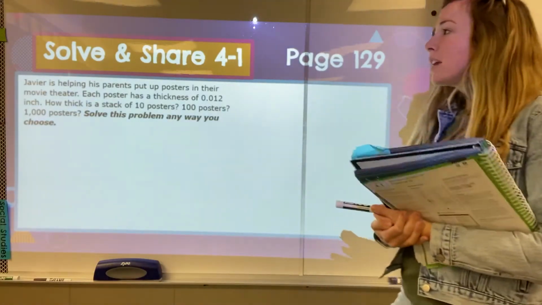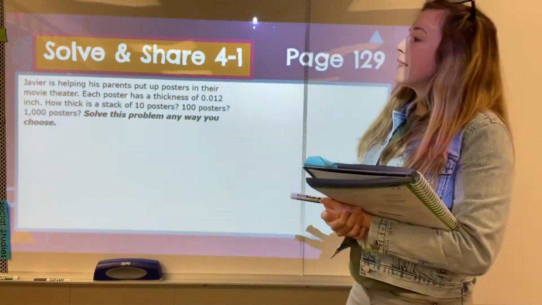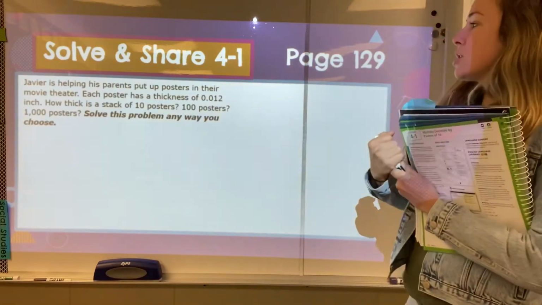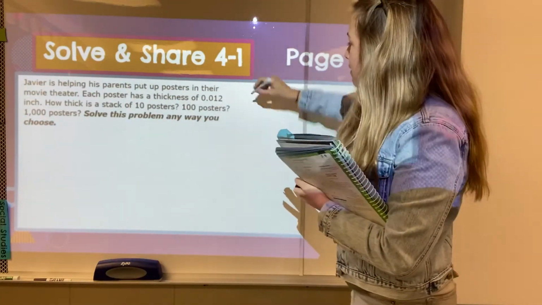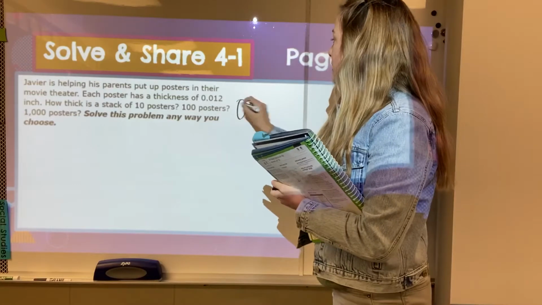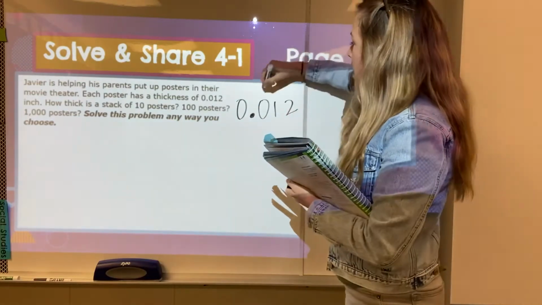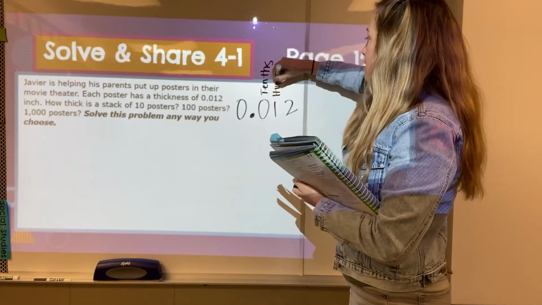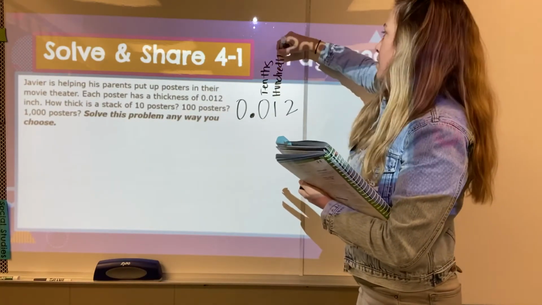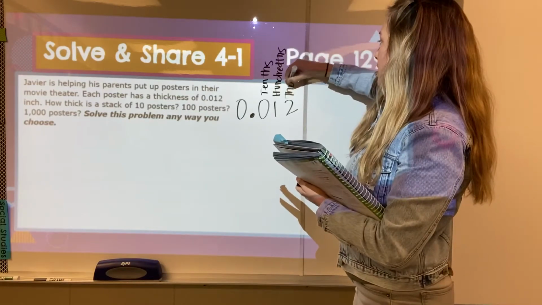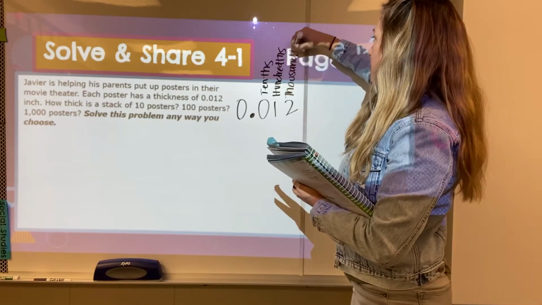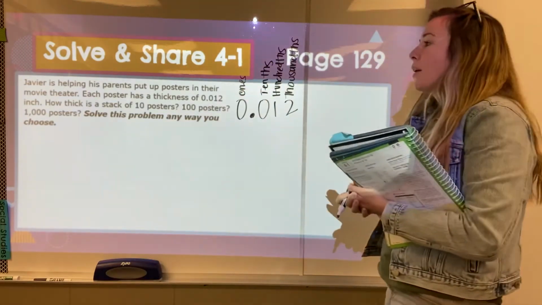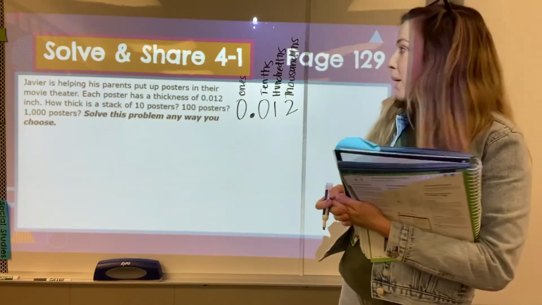Javier is helping his parents put up posters in their movie theater. Each poster has a thickness of 12 thousandths inch. So remember, when we have our decimal place, if this is my 0, 0, 1, 2, this is my tenths, hundredths, and thousandths. And then decimal number, and this is your ones place. That's your whole number.